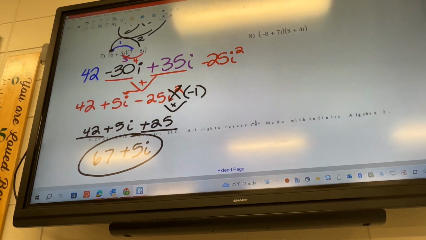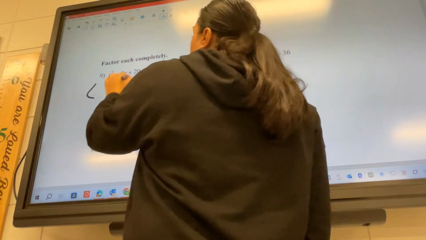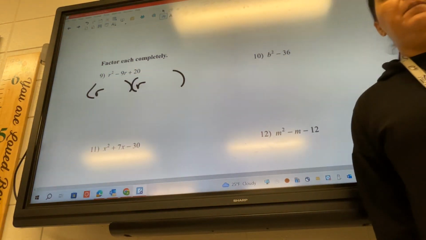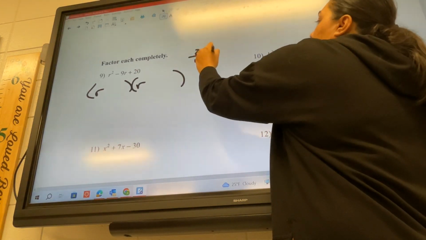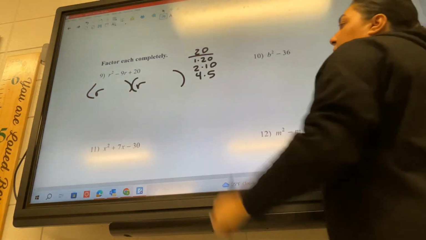Okay, flip the page. Number 9. What do we do first? Parentheses r. Wait. Parentheses r and r. We make a list of what number? 20. What's the first one? 1 and 20, 2 and 10, 4 and 5, and that's it.